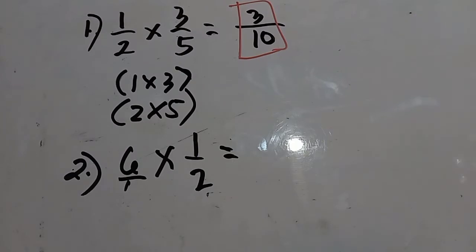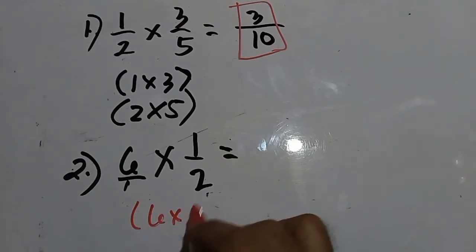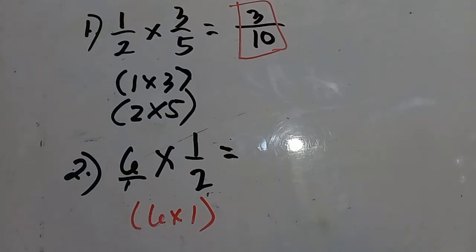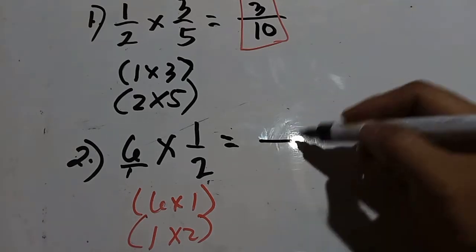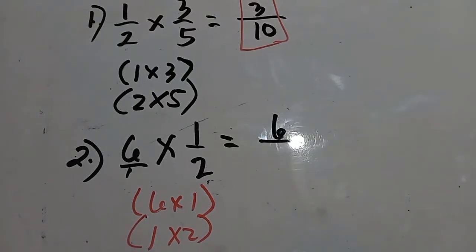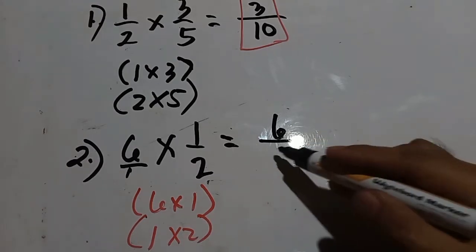Step 1. Multiply the numerator. So, 6 times 1, that is? Okay, 6 times 1. Next, ang ating numerator is denominator. How about denominator? So, 1 times 2. Nakuha. Next is, i-multiply natin. So, 6 times 1, that is what? 6. How about our denominator? 1 times 2, that is 2.